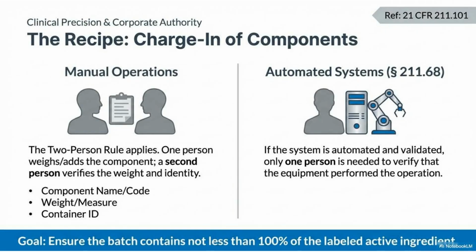Moving from the blueprint to the actual recipe, Section 211.101 outlines the charge-in of components. The goal here is simple: ensure the batch contains 100% of the labeled active ingredient. To prevent errors, we use the 2-person rule for manual operations. One person adds the component, while a second verifies the name, weight, and container ID. If the system is automated and validated under Section 211.68, a single person may verify the equipment's performance, but the standard for accuracy remains absolute.